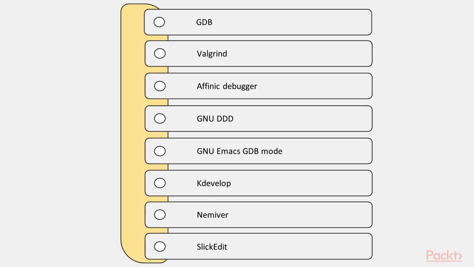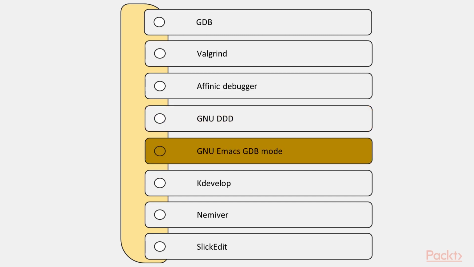Here is a list of a few debugging tools for C++. GDB is an open-source CLI debugger. Valgrind is an open-source CLI, good for memory leaks, deadlocks, racing detection, and so on. Affinix Debugger is a commercial GUI tool for GDB. GNU DDD is an open-source graphical debugger for GDB, DBX, JDB, XDB, and so on.